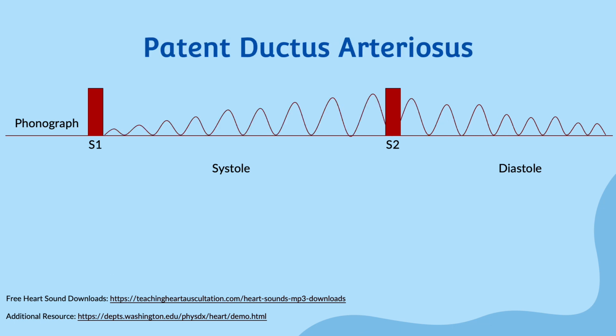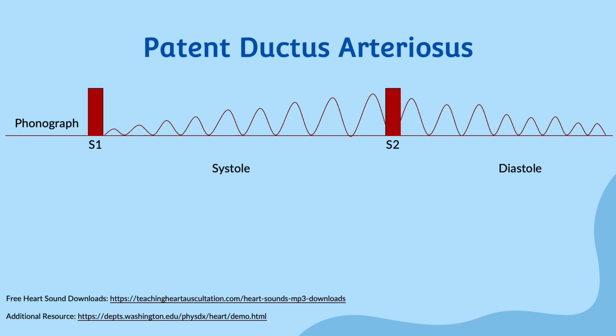Patent ductus arteriosus, or PDA, is a congenital heart defect in which a blood vessel called the ductus arteriosus, which connects the aorta and pulmonary artery in the fetus, does not close properly after birth. This allows blood to flow from the pulmonary artery to the aorta in utero, but then from the aorta to the pulmonary artery if left open for too long after birth. The flow from the aorta to the pulmonary arteries leads to increased blood flow to the lungs and pulmonary hypertension.